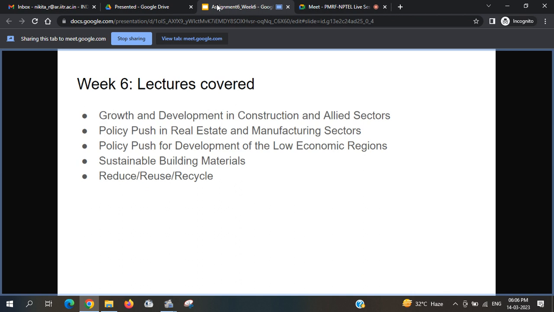Then next you would have studied about policy push in real estate and manufacturing sectors. So how in real estate and manufacturing sectors several policies and programs are in place to actually push development in a way that sustainable development is achieved.